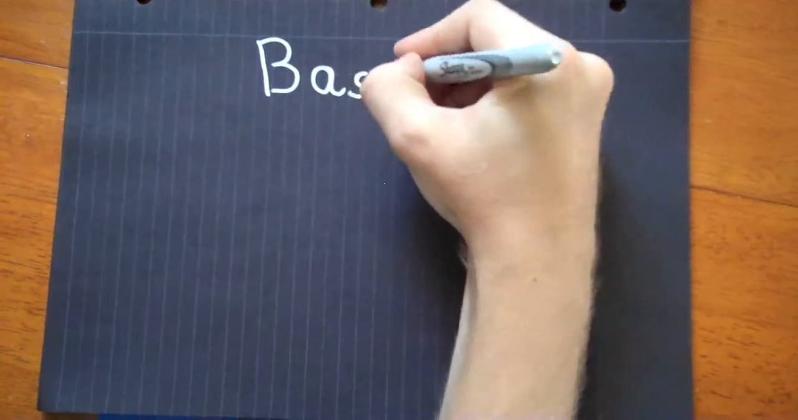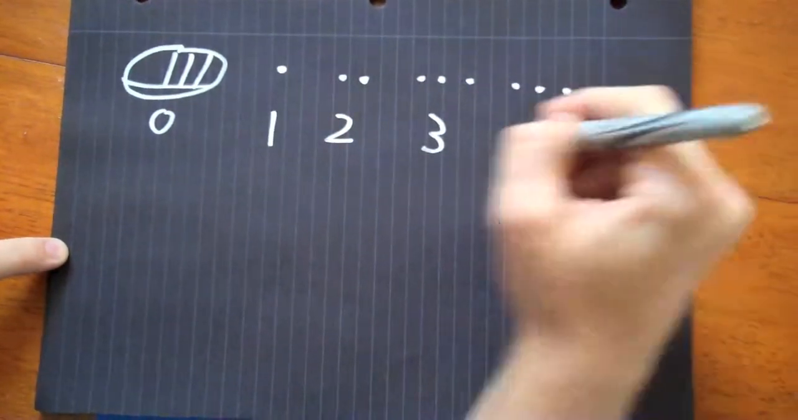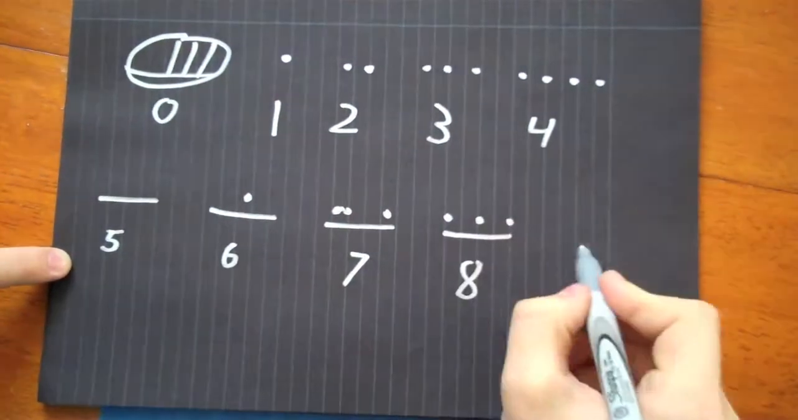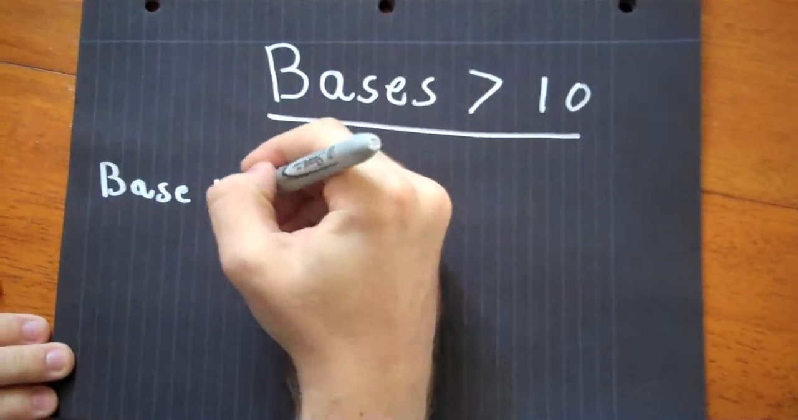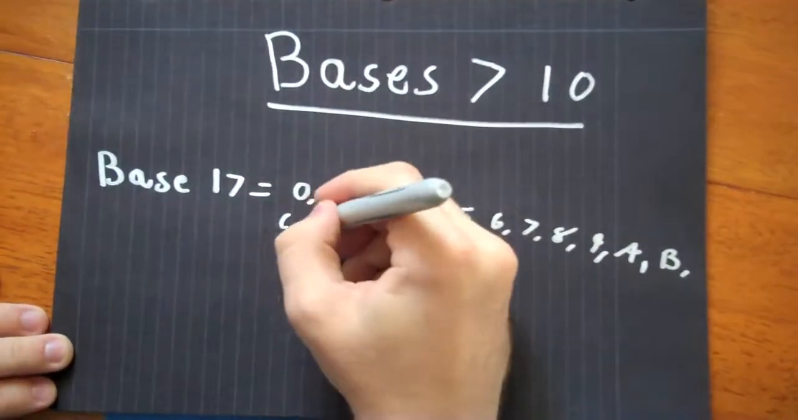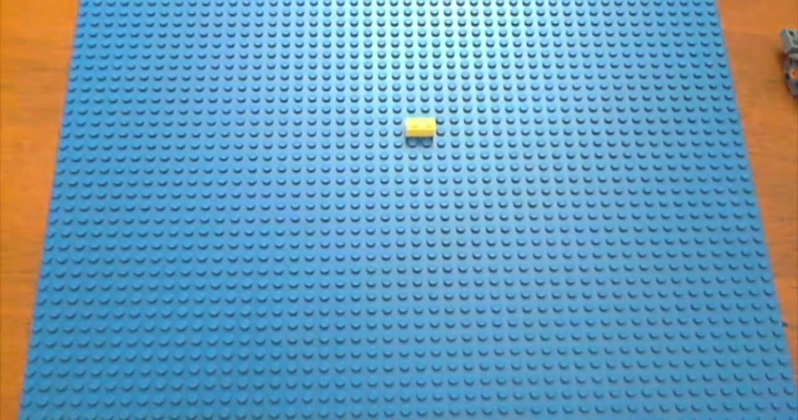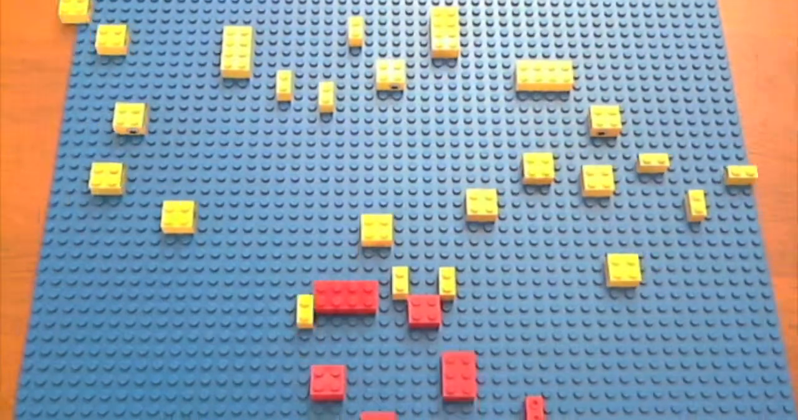Like I mentioned before, when we're using bases larger than 10, we need to create symbols. The ancient Mayans created their own symbols for base 20, but today we can use a combination of numbers and letters. For example, base 17 could look like this. Base 10 is how we count numbers, and compared to other bases, including the ones that I've shown you, it is much simpler to use.